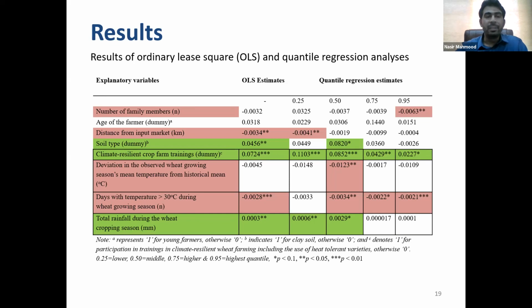Then the last variable among the climate variables is the total rainfall during the wheat cropping season, which has shown a highly significant and positive impact on the rain-fed wheat farmers. This means that the rain-fed wheat farmers are heavily dependent on sufficient rains for their livelihood and food security.